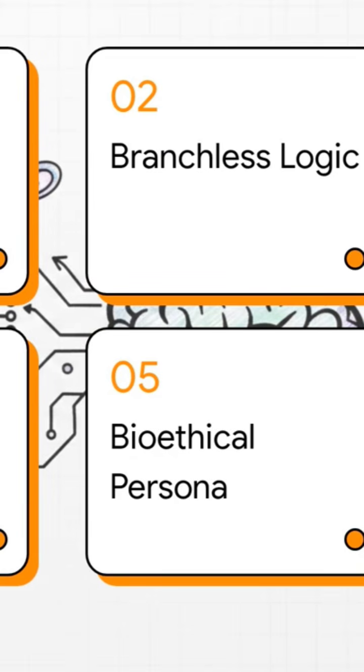So to unpack all of this, we're going to hit 5 main pillars today. We'll start with the 3 computing bottlenecks, move into branchless cursive computation, explore laws as private IP, then hit curing biology through logic, and wrap it all up with the bioethical persona. Let's get right into it.